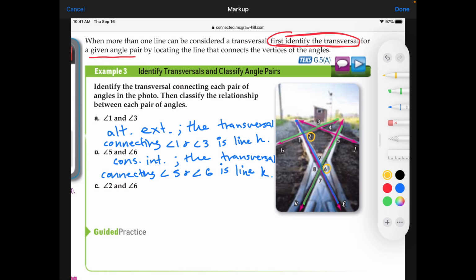And so we can see that one is in the interior between the green lines, one is on the outside, so exterior. So it can't be any of the same side interior. It can't be alternate interior or alternate exterior. The only one that's left is corresponding angles. And what is the transversal? The transversal connecting these angles, angle 2 and angle 6, is line L. It looks like an E, but it's an L, cursive L. All right, hope that helps.